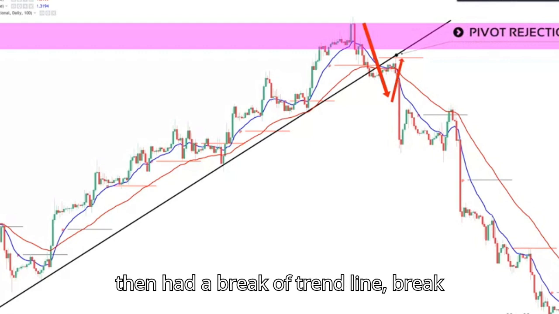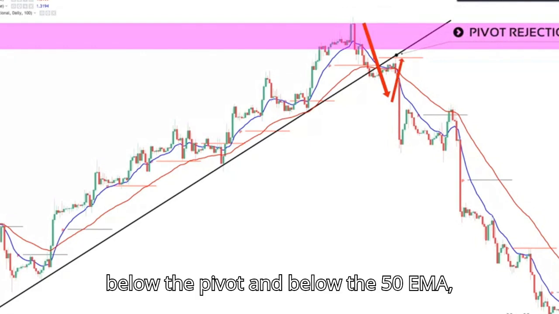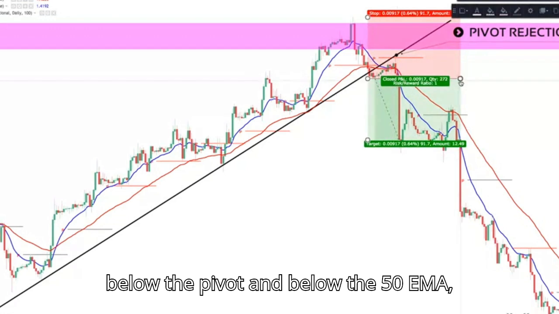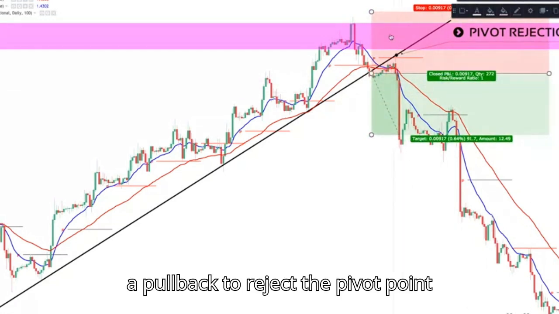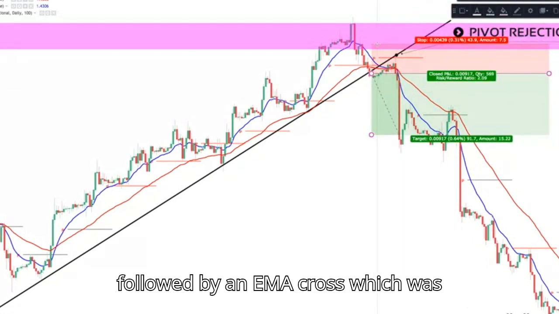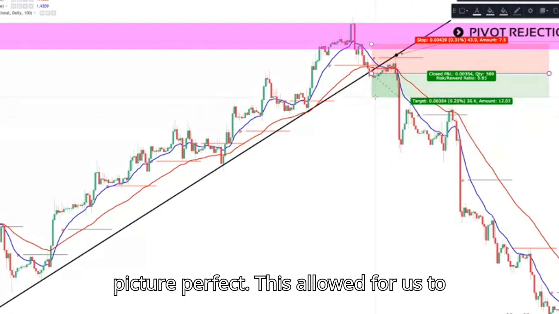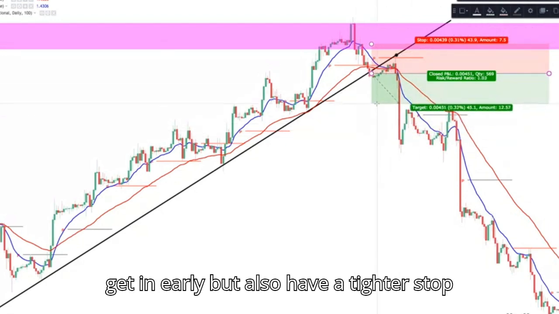Also, notice how in an uptrend, price is moving above the pivot. We then had a break of trend line, a break below the pivot and below the 50 EMA, a pullback to reject the pivot point, followed by an EMA cross, which was picture perfect. This allowed us to get in early, but also have a tighter stop loss.